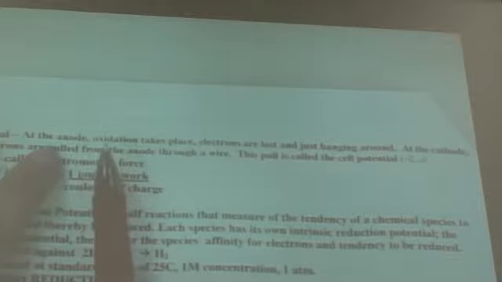All right, at the anode, oxidation is taking place and electrons are lost and they're just hanging around. No, they're not. They're being drawn through the wire. So this is the anode, this is the cathode. All right, so the electrons are moving in this direction. They're being pulled through the wire. This pull or push is called an electromotive force, and what it is is a difference in charge. People who've taken physics know what I mean.